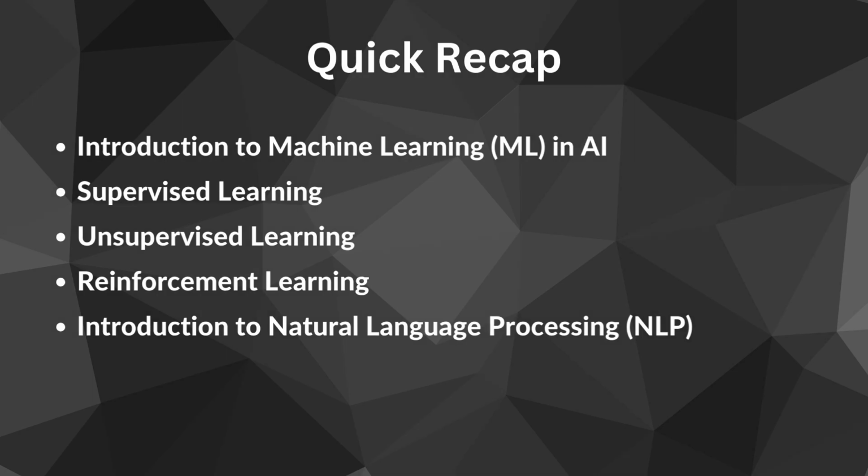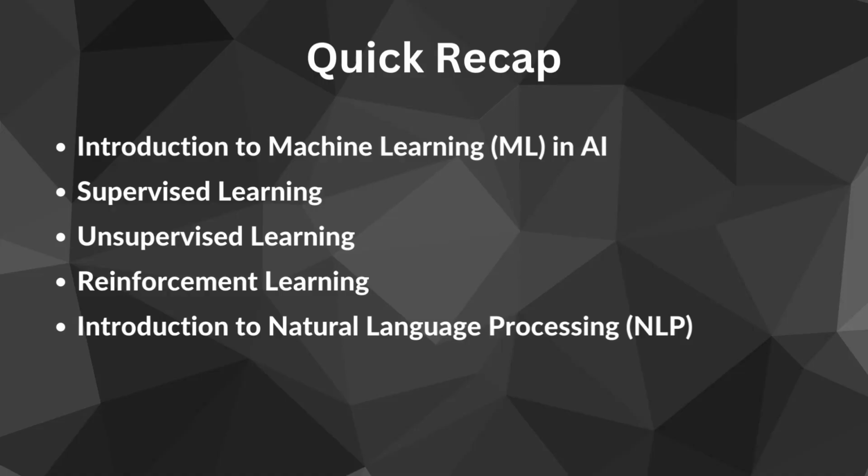What is machine learning? Machine learning is a subset of artificial intelligence that focuses on creating algorithms and models that enable computers to learn and make predictions or decisions based on data. It's all about algorithms improving their performance over time through experience.